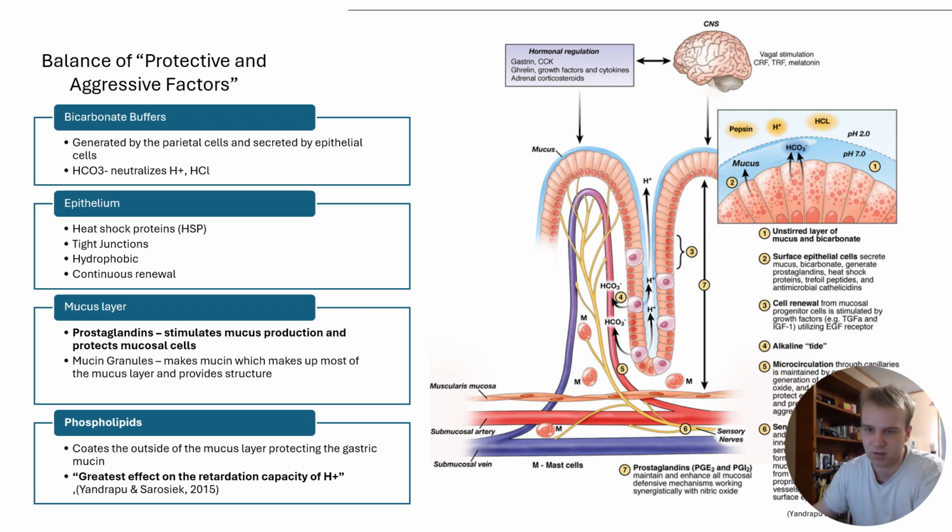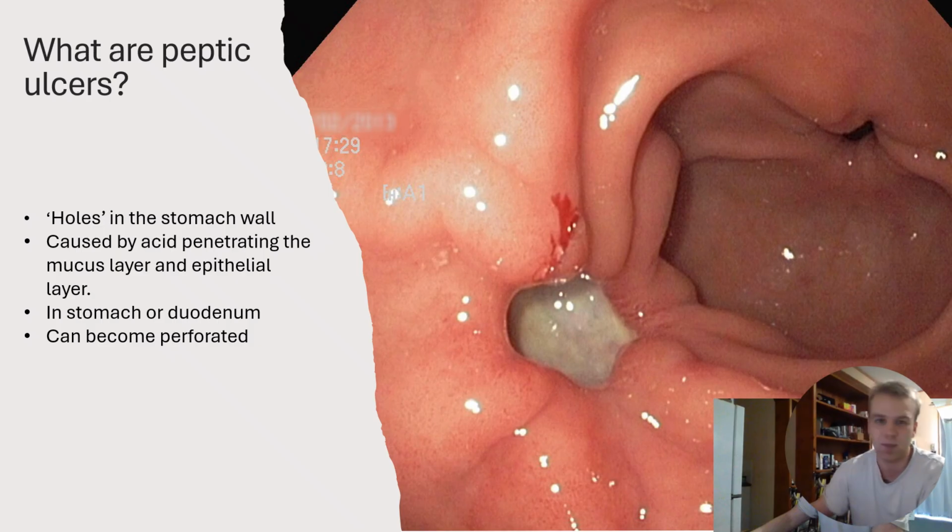That'll be important later. We also have phospholipids. There's a thin layer of phospholipids on the outside of the mucus layer, which, as I've quoted here, has the greatest effect on slowing down the capacity of hydrogen ions penetrating the mucus layer. So it's really important for protecting the mucus layer, which will be important later when talking about the reasons for peptic ulcers. And so what are peptic ulcers?